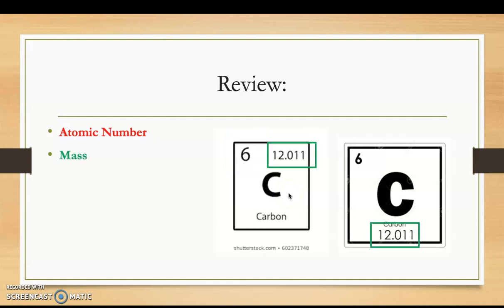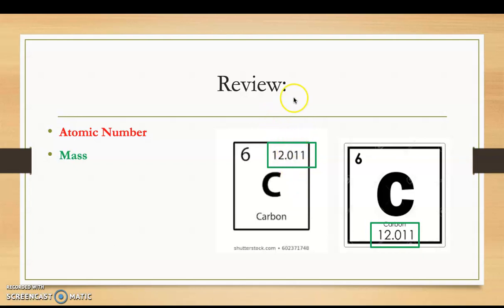The mass, or the mass number, is this number here, 12.011. This is actually what we call the average atomic mass, and it's the average mass of all the carbon atoms in the world. So notice it's not exactly 12, and that's what we'll get into today. How can it not be a whole number when we're adding just protons and neutrons together?